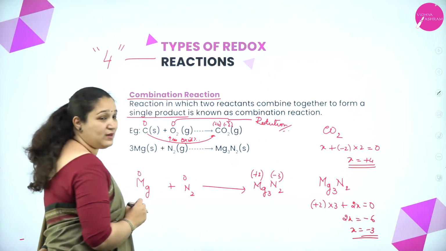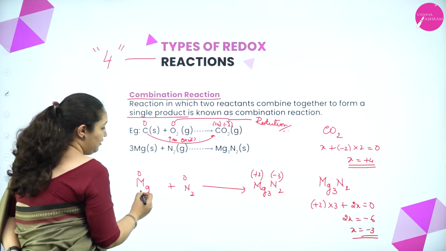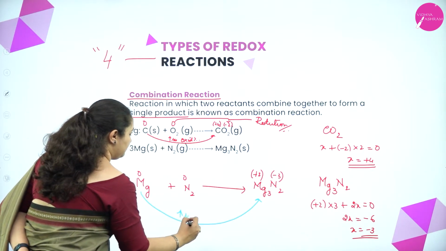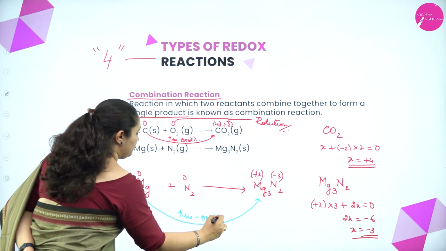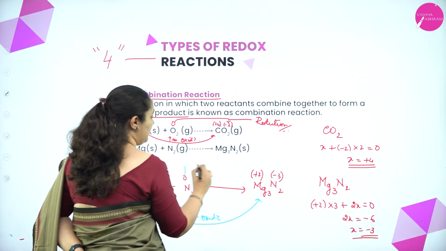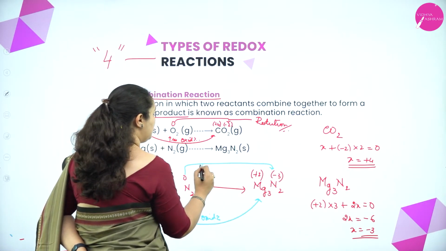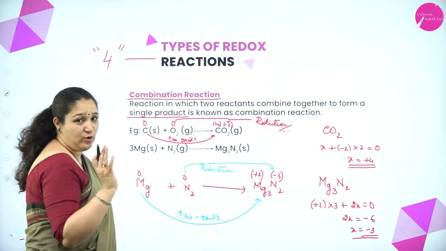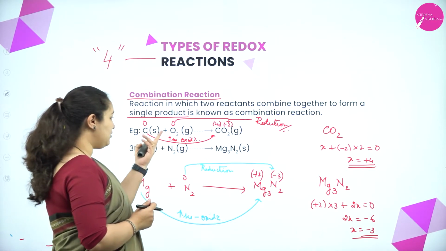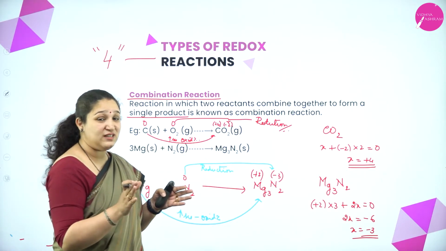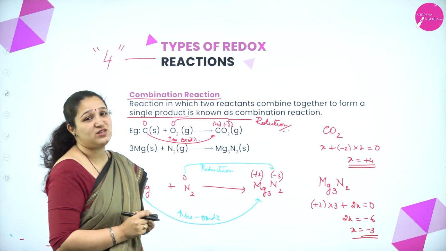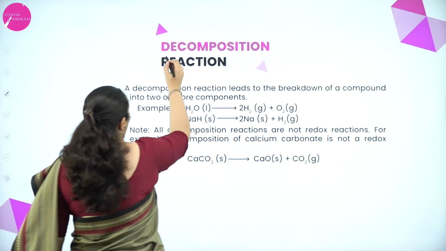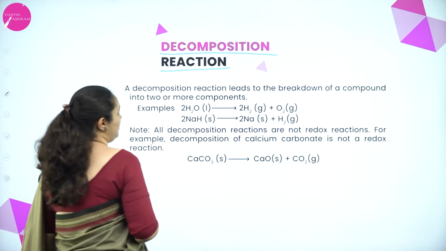Okay. Now what is happening here? Magnesium from 0 to plus 2 is increasing, so it is oxidation. Nitrogen 0 to minus 3 is reducing, so it is a reduction reaction. So I hope you have understood. Even if it looks like a simple adding reaction, it is still a redox reaction, and this is the first type, the combination reaction. The next type of reaction is the decomposition reaction.